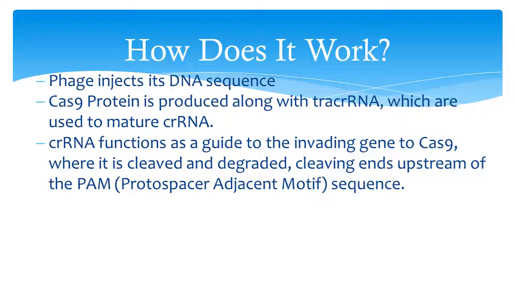The cleaving ends are upstream of a very important sequence called the PAM sequence, also known as the protospacer adjacent motif, and this will tell us exactly where the Cas9 protein will be aligning. Here you see a visual of the PAM sequence relative to our CRISPR loci. Generally, the PAM sequence has a code of NGG.